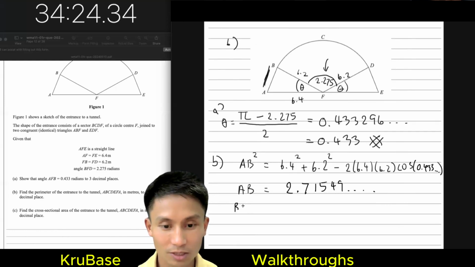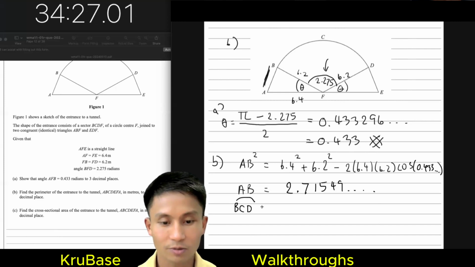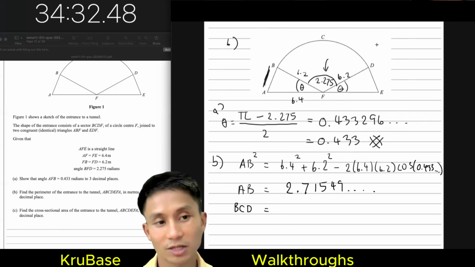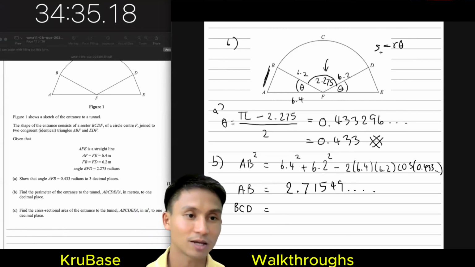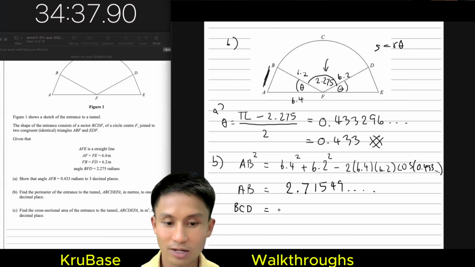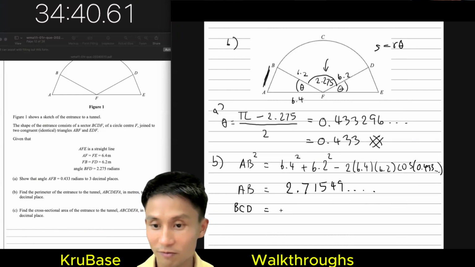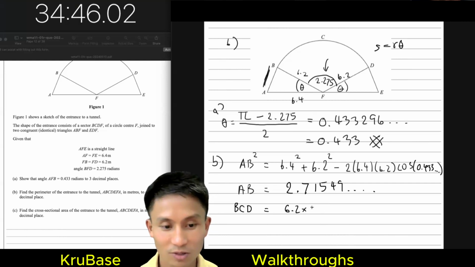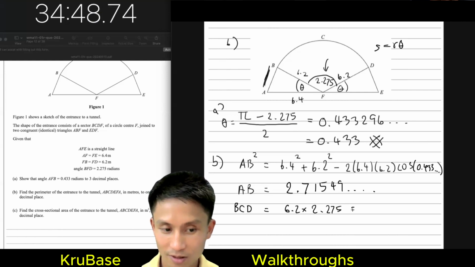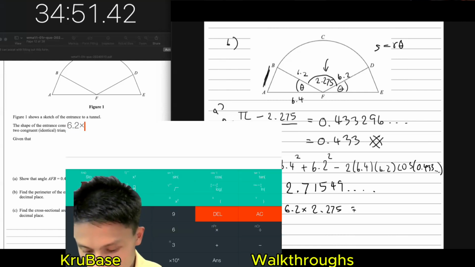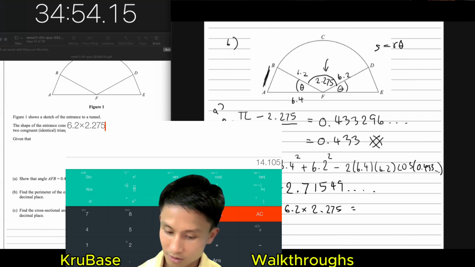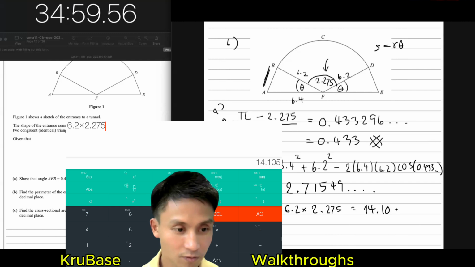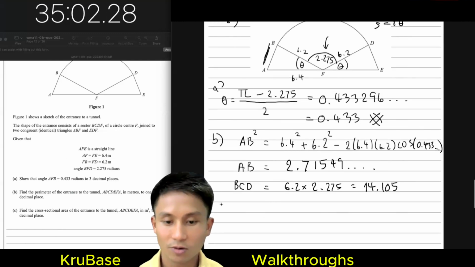So let's do arc BCD, yeah? Arc BCD is going to be equal to, the formula is just S equals R theta. So arc length being S, and then R is the radius. So radius is just basically BF or FB, which is 6.2. So 6.2 times theta, which is given to be 2.275. Okay, so 6.2 times 2.275. Let me check again. Yeah, 14.105.